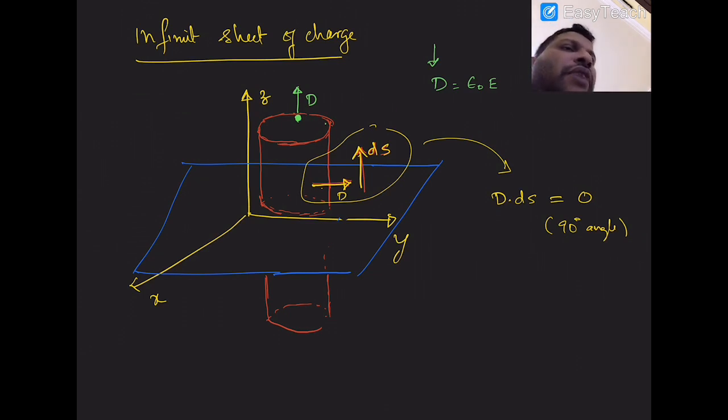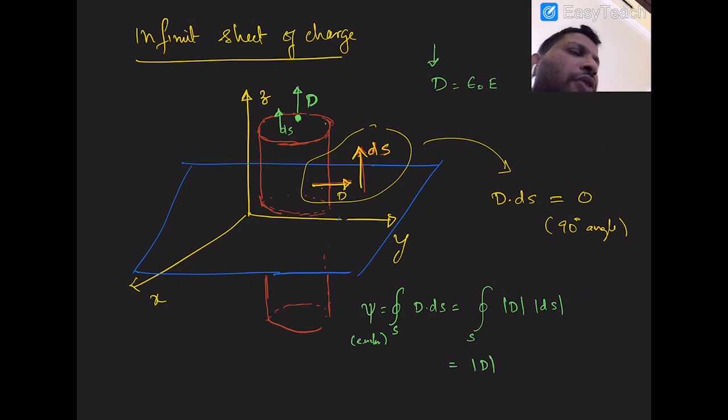Now we will see the vertical component, that means due to this D. Now you see here, the surface ds has the same direction as D. So I can write psi, the total flux enclosed by the surface, equal to the integral of D dot ds, which is equal to magnitude of D into magnitude of ds. The angle between them is 0 degrees, so this will be equal to the magnitude of D into this area.